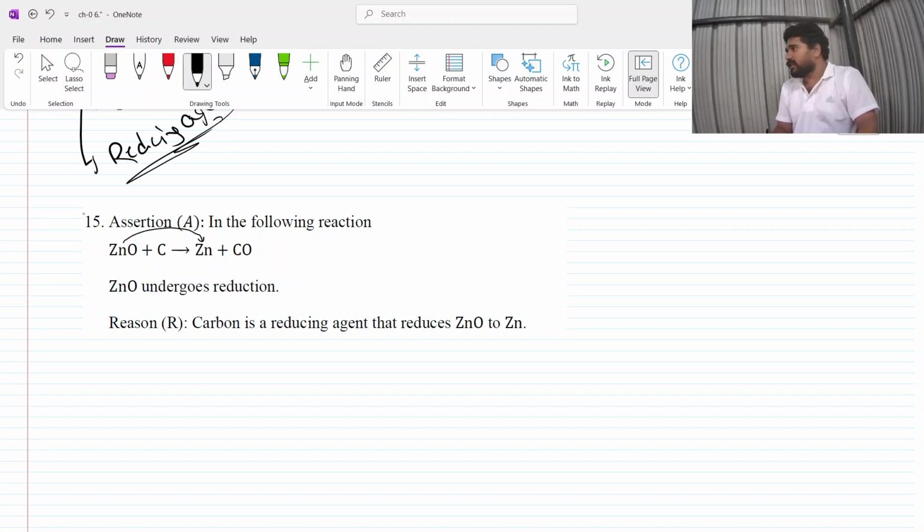Loss of... yes or no? So, loss of electrons. Is it? Loss of oxygen is loss of electron. If you say it is oxidation, wrong.